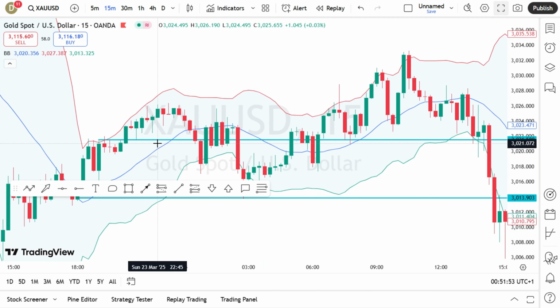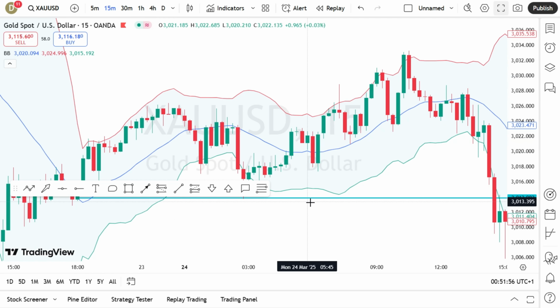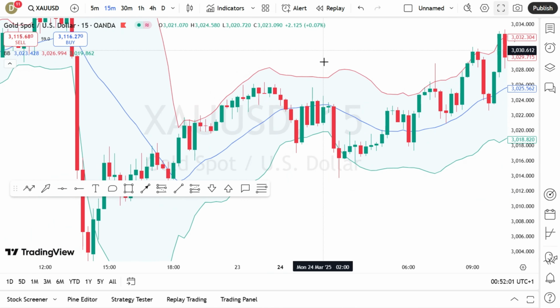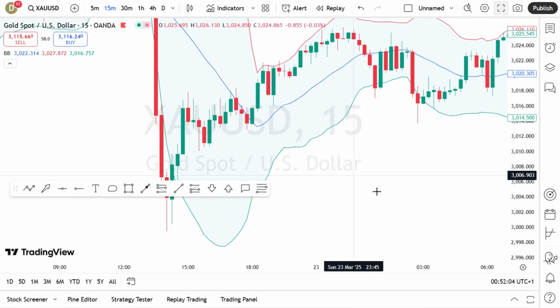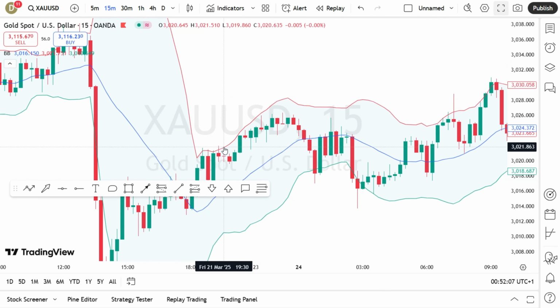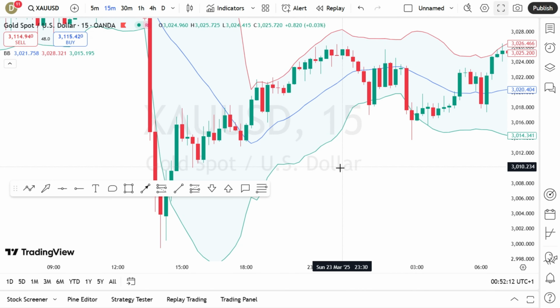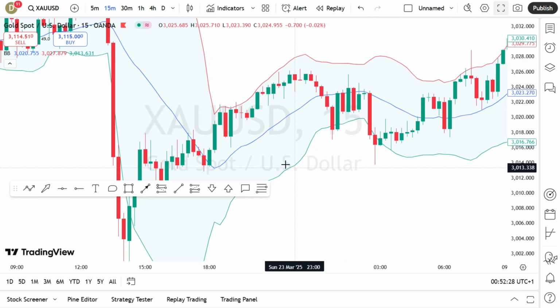When you are selling, your TP1 will be the middle band, your full TP will be the lower band. Take note of it. When you are buying, your TP1 will be the middle band, your full TP will be the upper band. Wait for price to touch the lower band before you buy. Have patience. Once you are buying, your TP1 will be the middle band, your full TP will be the upper band.